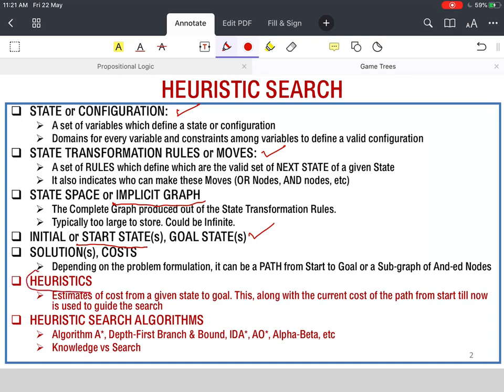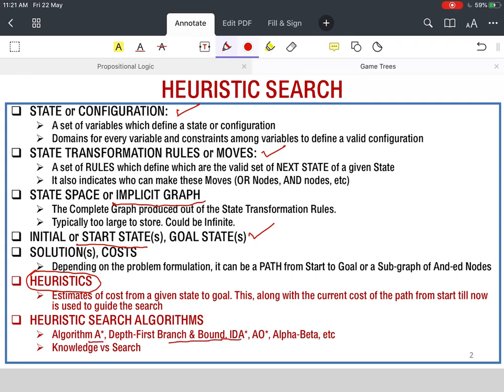The other important thing in search is the use of problem-specific or domain-specific information called heuristics. And these give us, as we have seen in the previous algorithms, estimates of the cost of a particular state to the goal. And heuristic search algorithms utilize this heuristic information to quickly search the state space without opening up the complete implicit state space.